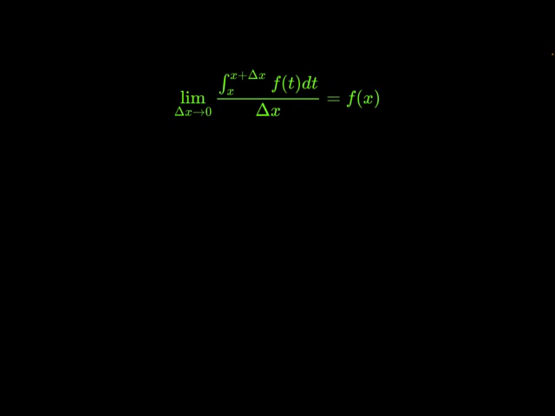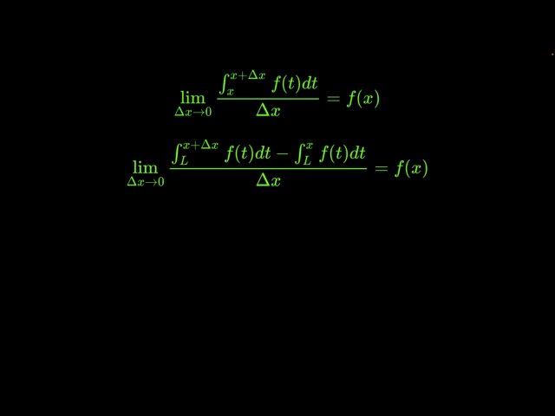Notice that the area in the numerator on the left side of this equation can be rewritten according to a property of the Riemann sum areas. And we can replace the area from x to x plus delta x with the area from L to x plus delta x minus the area from L to x.